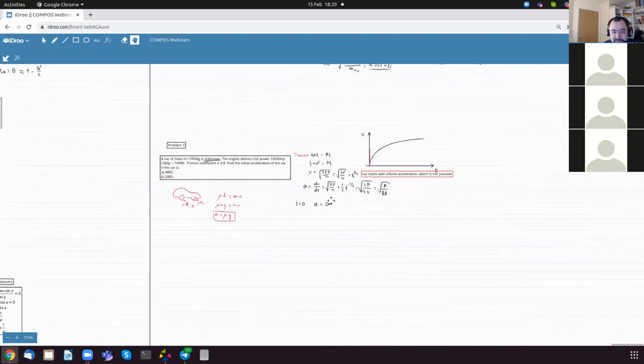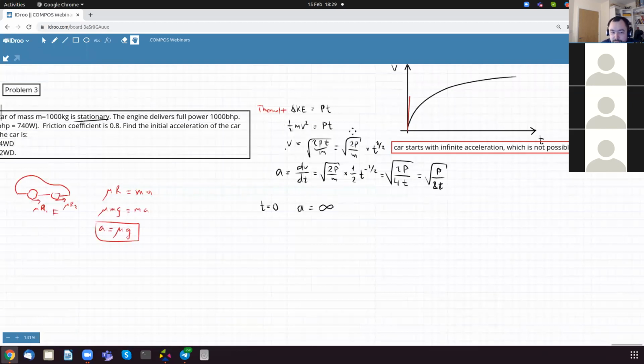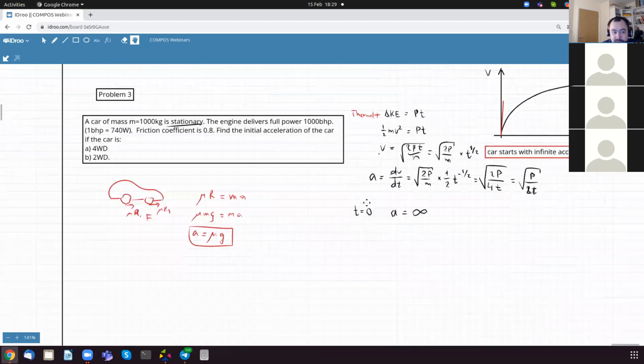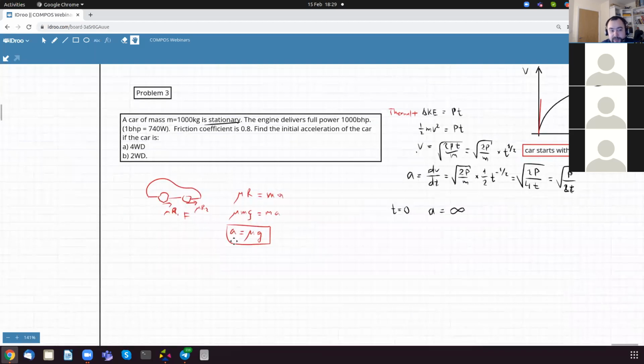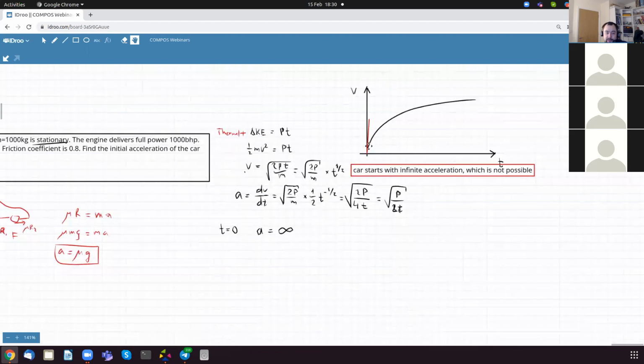All right. We needed this to prove that the wheels will spin at the beginning. But finding the acceleration is incredibly easy. It is constant up to a certain point. Because as you can see, the relationship is not linear. It's proportional to the square root of t.